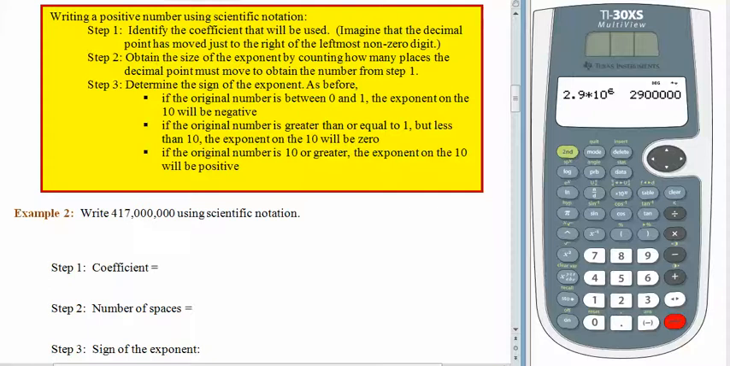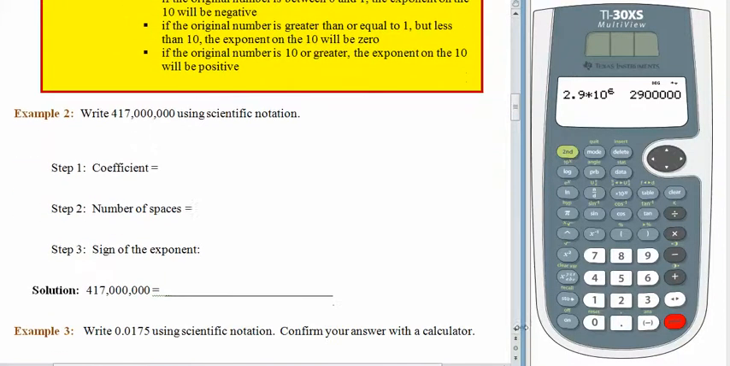That has to do with the number of places between where the decimal point was and where the decimal point is going to be. And then we figure out what sign we're going to have on the exponent. Remember, if we have something very, very small, close to 0, between 0 and 1, the exponent on the 10 is negative. If you have a large number, something bigger than 10, the exponent on the 10 is positive. And that's really all there is to it. So let's give this one a try.